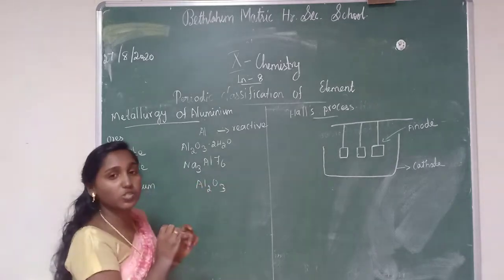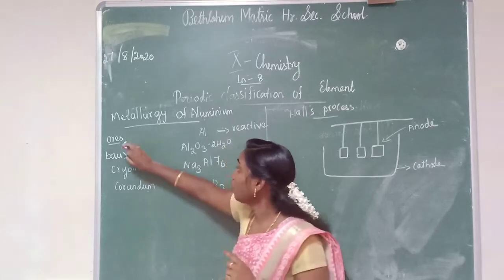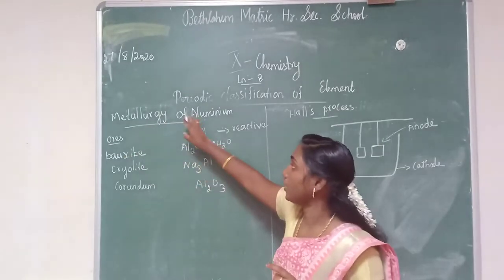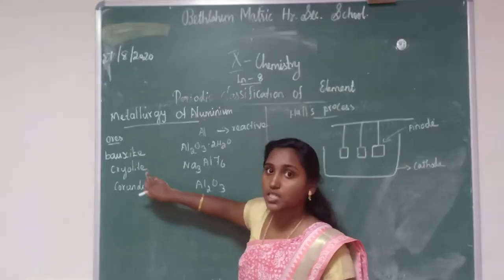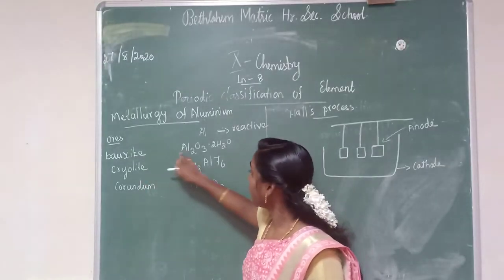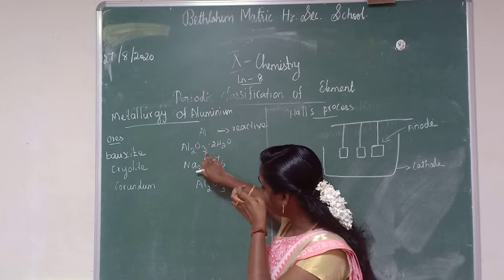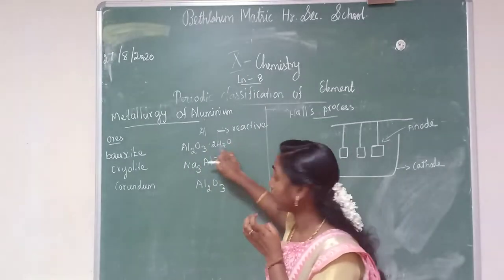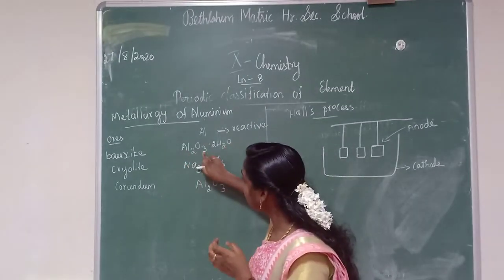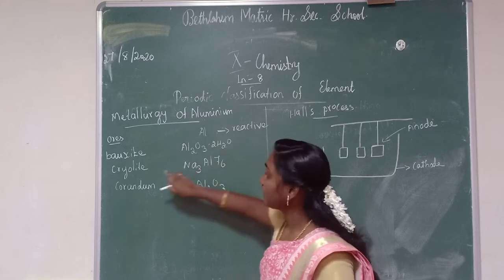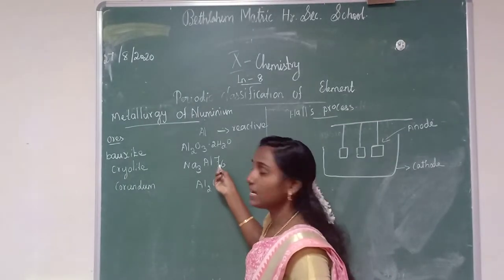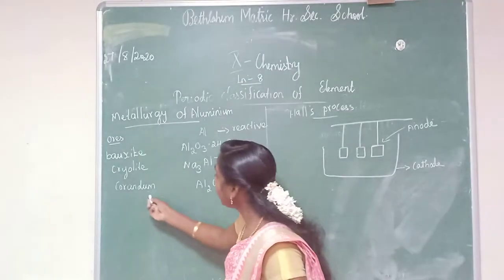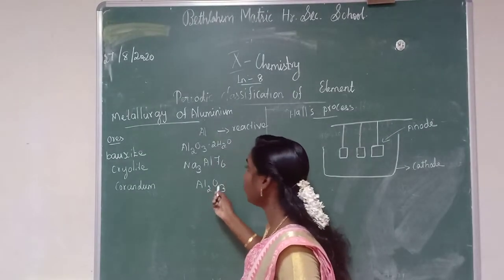In more questions also they will ask, write the ores and the formula of aluminium. What are the ores? Bauxite, cryolite, corundum. Bauxite formula is Al2O3 2H2O. Cryolite formula is Na3Al(F6). Corundum formula is Al2O3.